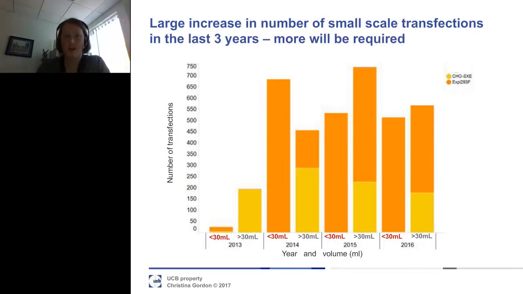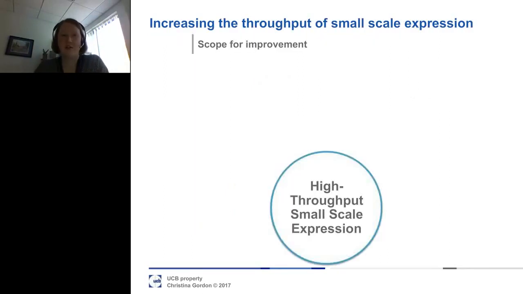So now moving on to our small-scale systems. Throughout the years, we've seen a large increase in the number of small-scale transfections, and we believe that even more will be required in the future. So this graph is actually an example where you can see that in 2013, the transfections performed that were below 30 mils are quite low. And then from 2014 onwards, there is a large increase in the numbers of small-scale transfections below 30 mil. So therefore, we felt that we need to increase the throughput of our small-scale expression system, and there is definitely scope for improvement.